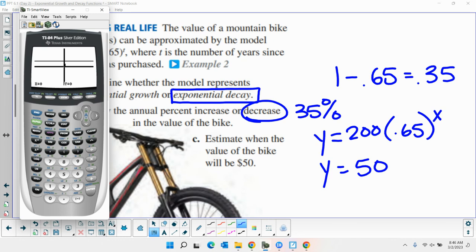So hit second, trace, and number 5 is for intersection, and then just hit enter 3 times. First curve, enter. Second curve, enter. Guess, enter. And this x value, 3.2, is the number of years it'll take before that $200 bike is worth $50. 50 bucks, not 50 bikes. Sorry.